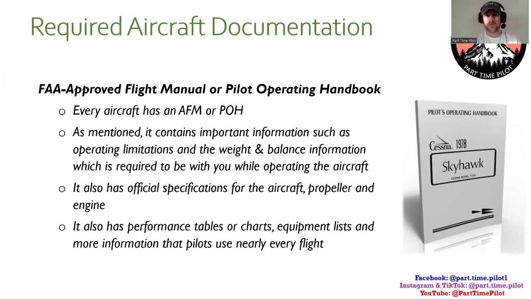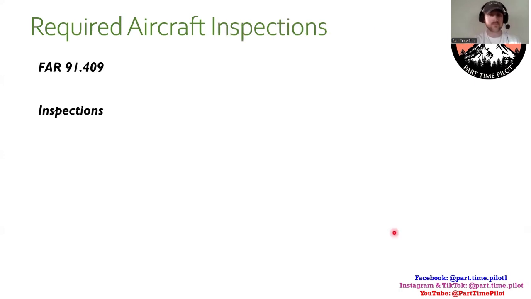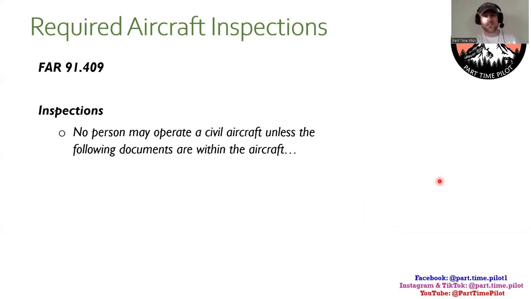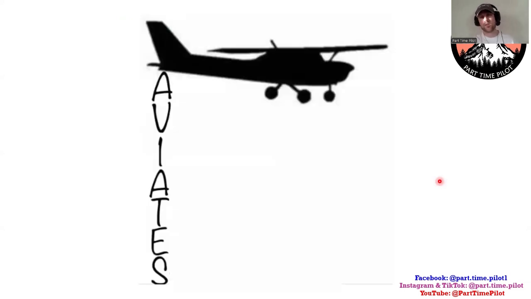Okay, let's continue on. Required aircraft inspections. This is from FAR 91.409, which talks about inspections. No person may operate a civil aircraft unless the following are within the aircraft. For this, we use the mnemonic AVIATES. The only nuance here is that this I is actually a 1, and we'll get to what these are. But this is probably the best mnemonic because it says aviates, right? And so it matches what we're doing, flying, being an aviator.